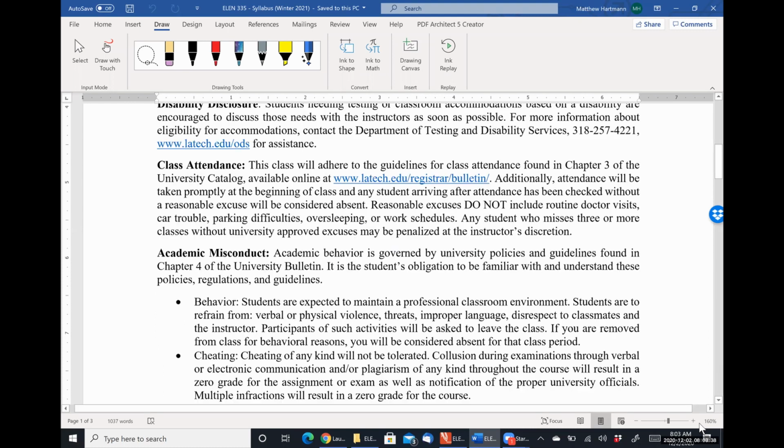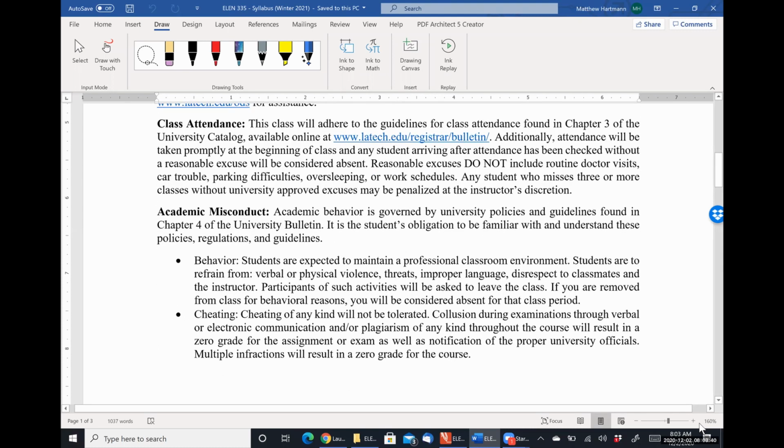Academic misconduct. Bunch of words from the bulletin, generally speaking. Don't cheat and be less of a dick than I am, and we'll be good.